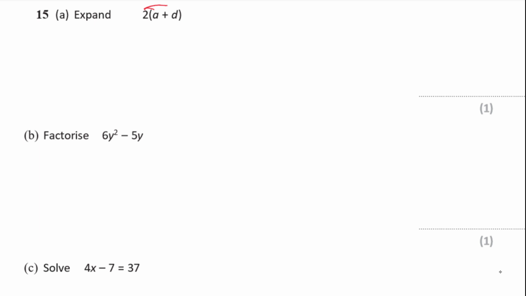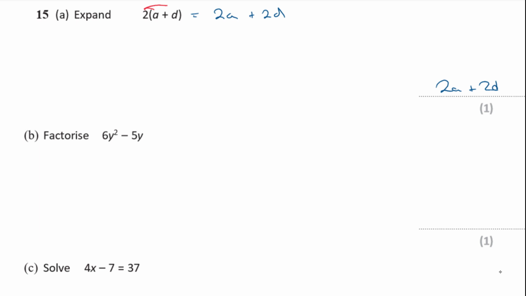When you expand the brackets, you've got to remove them, and everything inside the bracket gets multiplied by the thing on the outside. So 2 times A is 2A, and 2 times D is 2D. So the answer is 2A plus 2D.